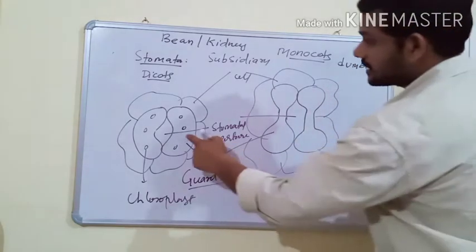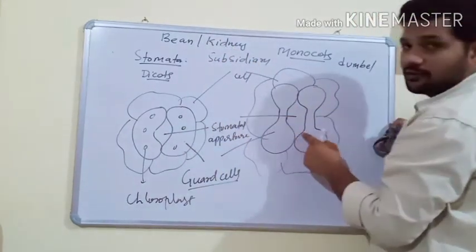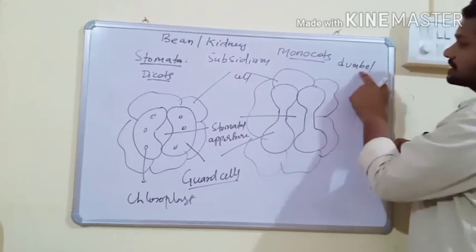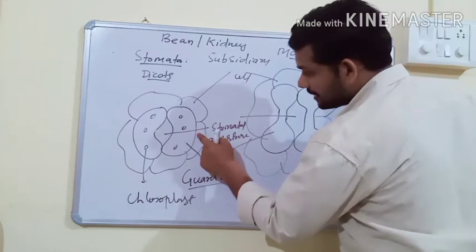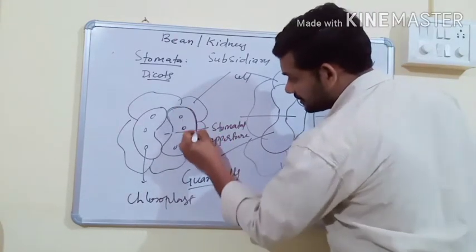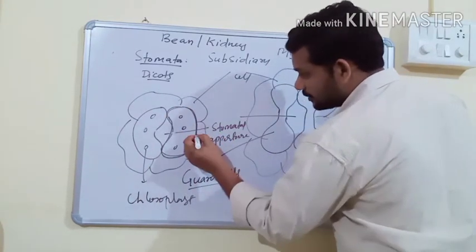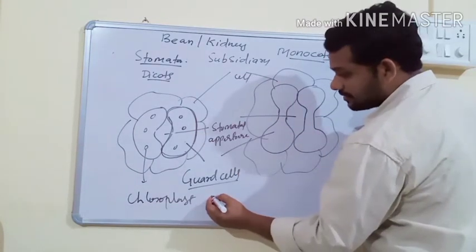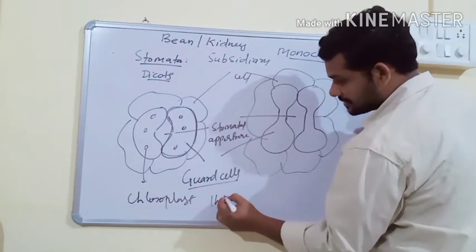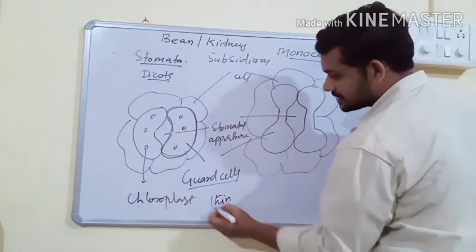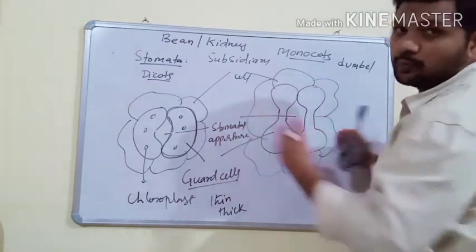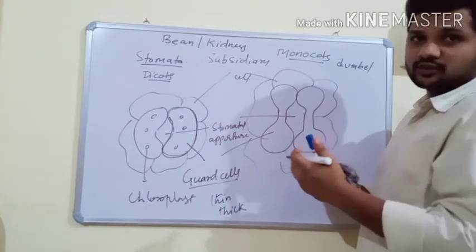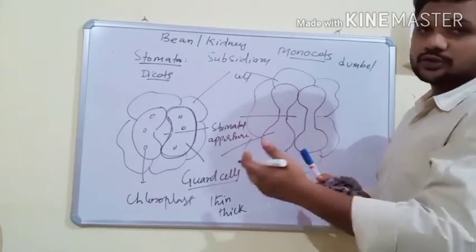In dicots, the guard cells are bean or kidney shaped, while in monocots, the two guard cells are dumbbell shaped. The outer layer of the guard cell is thin, and the inner layer is thick. This nature helps in opening and closing of stomata.